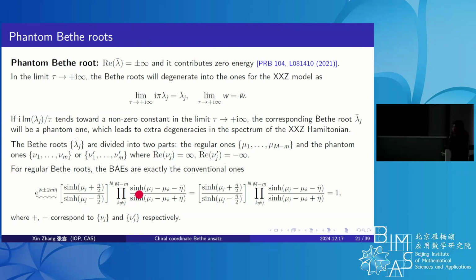And for the regular ones, after our numerical check, we found that the contribution of these phantom roots will give another prefactor to the Bethe root, to the Bethe equation. We checked numerically that the contribution of this phantom one will eliminate this twist factor e to the power of w in this case. So it means for the regular Bethe roots, the Bethe equation is just the conventional one.